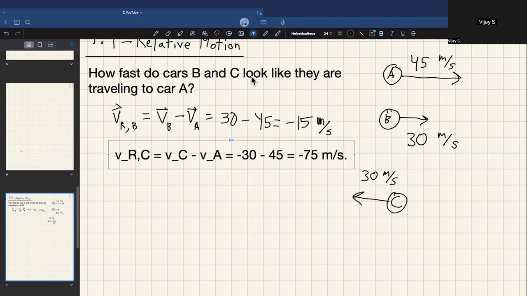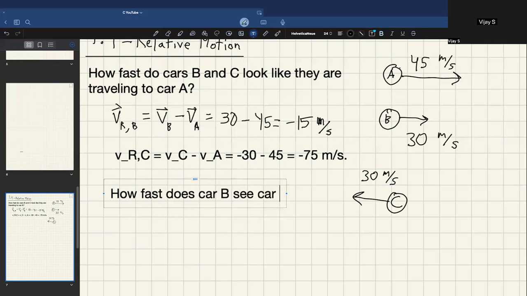So that does beg one question for us then, and we're not going to do all of these. You can check some of the other ones, like checking that car C is going at negative 60 meters per second from car B's point of view. The one I want to take a look at right now, though, is how fast both C and B see A going. So how fast does car B see car A going? What is car A's relative velocity in B's frame of reference? Another way to word that.